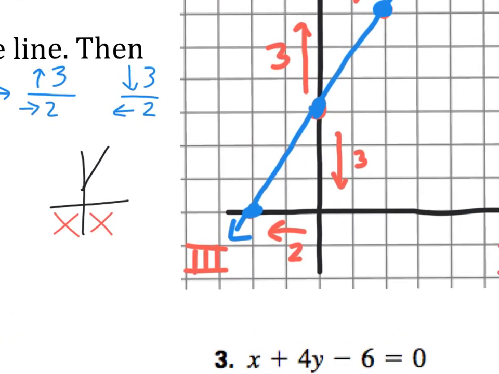I do want to point out, on your vocabulary there, it says intercepts. Well, this here is my y-intercept. It's where my graph crosses the y-axis. And so down here is my x-intercept. That is where the graph crosses the x-axis.